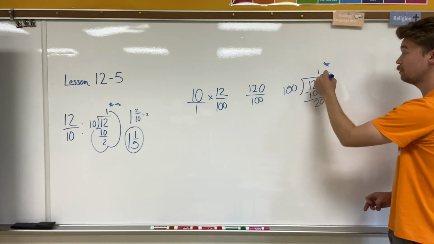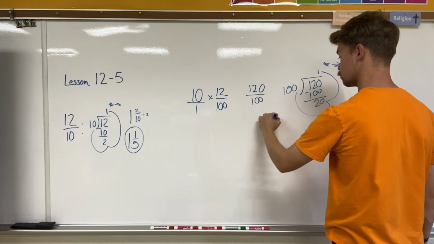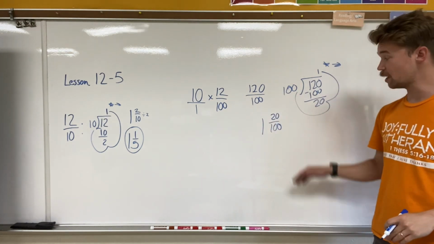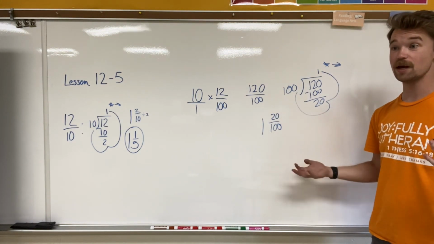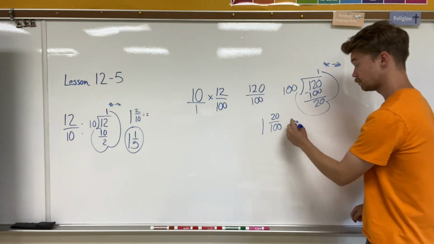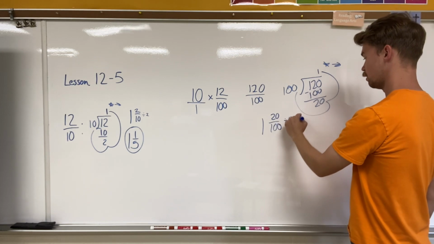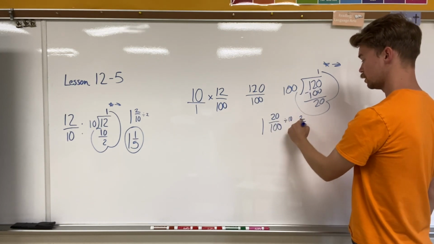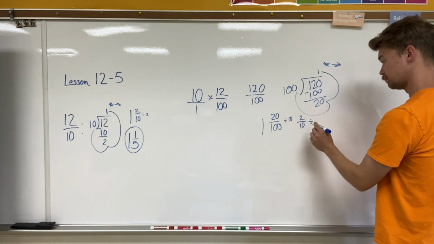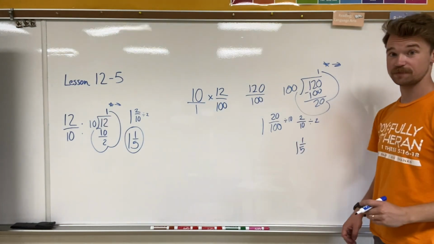Pop and top both rhyme. Moving over to the right. 1 and 20 hundredths. But I still need to simplify because 20 and 100 can be brought smaller. I could divide both of them by 10, right? If I divide both of them by 10, that would be 2 tenths. But 2 and 10 are both even numbers still, so I'd have to divide one more time by 2. That'd be 1 and 1/5.